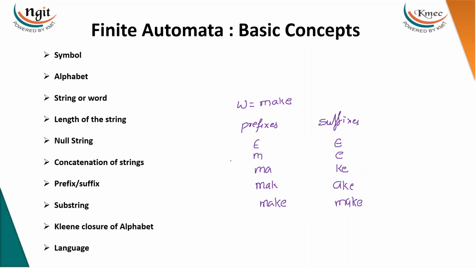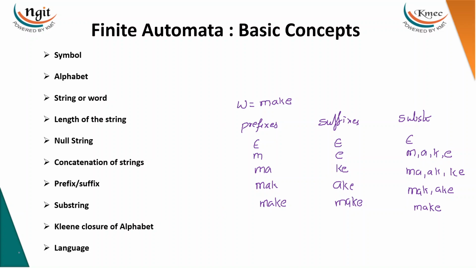Substring means you can take from anywhere, no need to be from the left side or right side. You can take from the middle also, but don't skip the symbols. You can take epsilon, 0 length. 1 length means you can take from anywhere: M, A, K, E. 2 length means you can take MA, AK, KE, but don't take MK or AE, that's not allowed. 3 length means MAK or AKE. You can take from anywhere but don't skip the symbols in the middle. 4 length means MAKE. That's a substring, a part of the string.